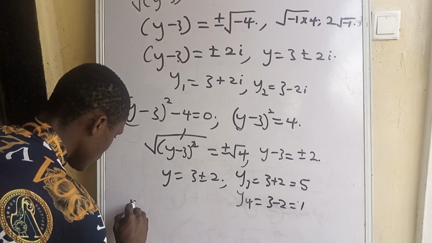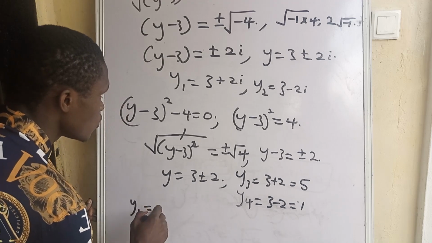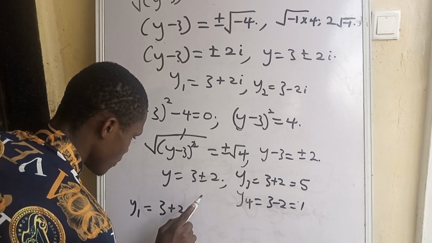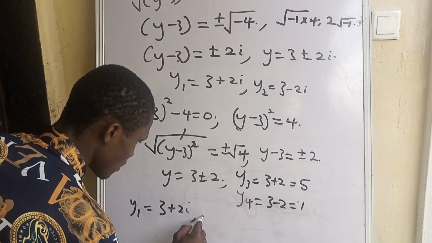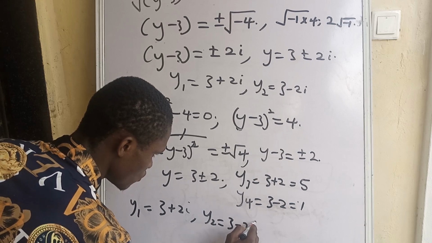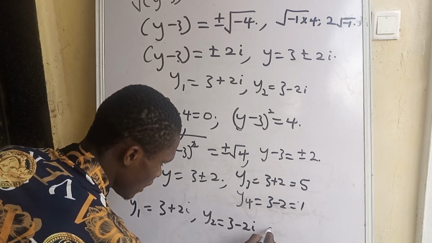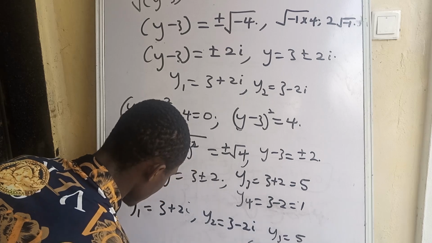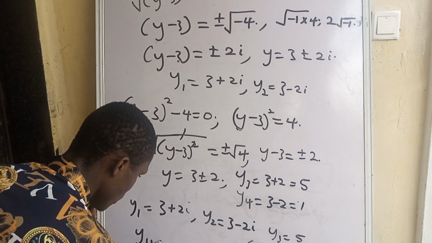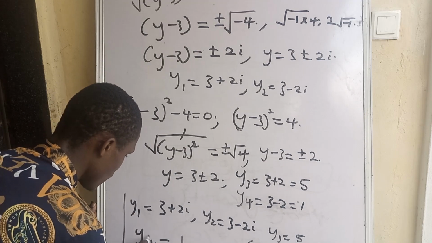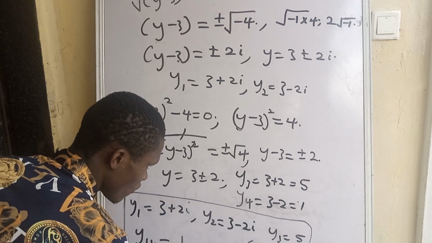So these are the four values for y. y1 is equal to 3 plus 2i, y2 is equal to 3 minus 2i, then y3 is equal to 5, then y4 is equal to 1. So these are the values for y.